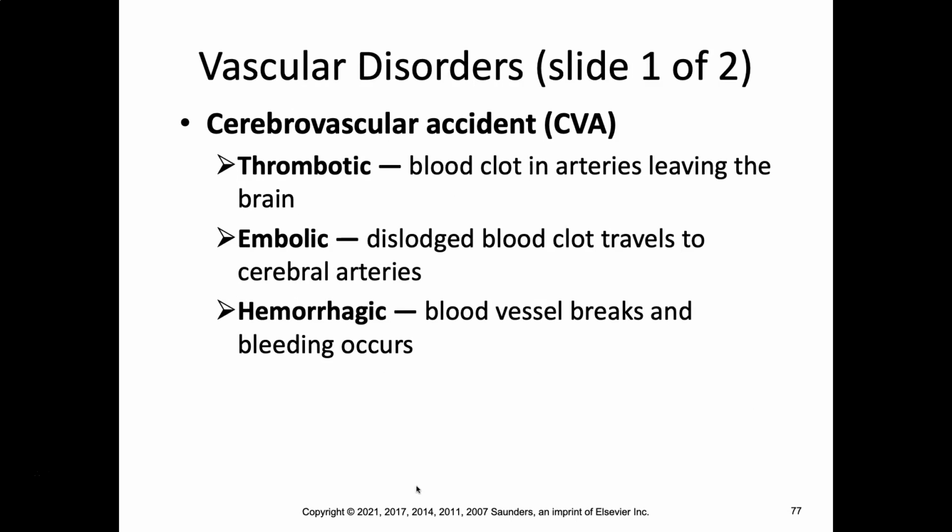Cerebrovascular accidents. Cerebrovascular accidents are strokes. That's how we have heard of them named in layman's terms as stroke, but it's really a cerebrovascular accident, a CVA. There are different types. There are 3 types. Thrombotic, which is a blood clot. Embolic, which means that blood clot traveled. And hemorrhagic, where a blood vessel broke and bleeding occurred.